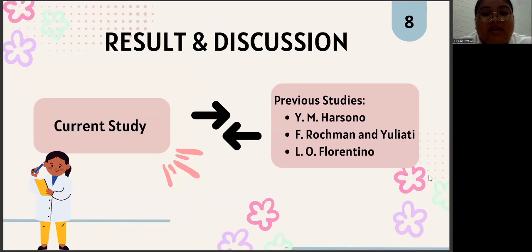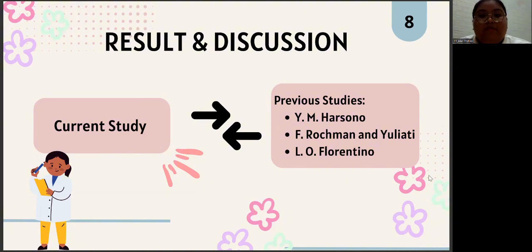First, this study found that students' needs should be the most vital factor in developing materials, because materials that directly correspond to these needs will automatically be useful and meaningful to students. The author said that this finding is similar to the result of the study conducted by Y.M. Harsono and in line with the conclusion of F. Rohman and Yuliati's study.